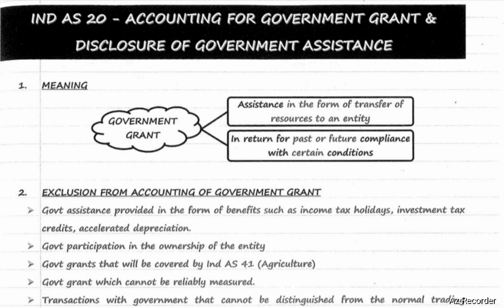Ind AS 20, accounting for government grant and disclosure of government assistance. What do you mean by government grant? Government grant is an assistance in the form of transfer of resources to an entity in return for past or future compliance with certain conditions.